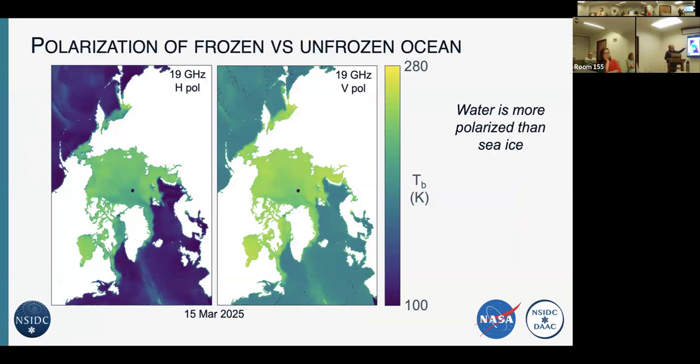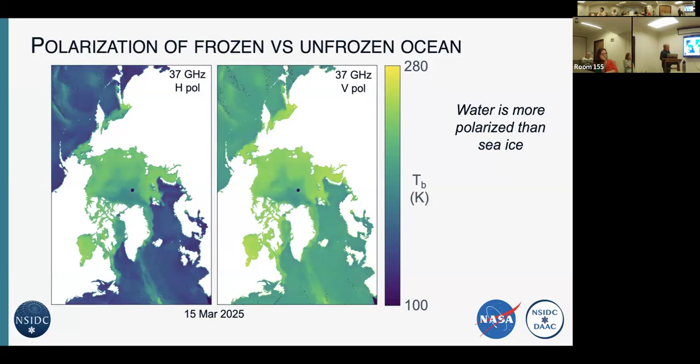It's warmer. But if you look at the horizontal versus the vertical, the ice doesn't look too much different, but the water looks a lot different. It's much darker, much colder in the horizontal than in the vertical. So water is more polarized than ice. You see this also at 37 gigahertz, even maybe a little bit more so. You can see the ice edge there in the vertical.